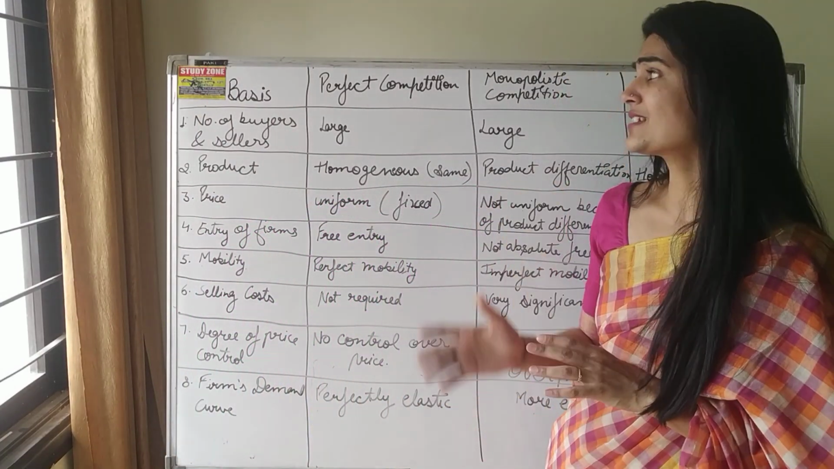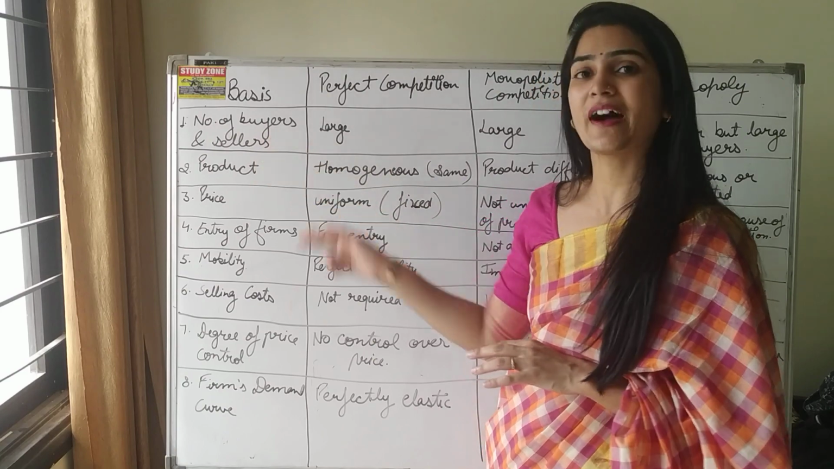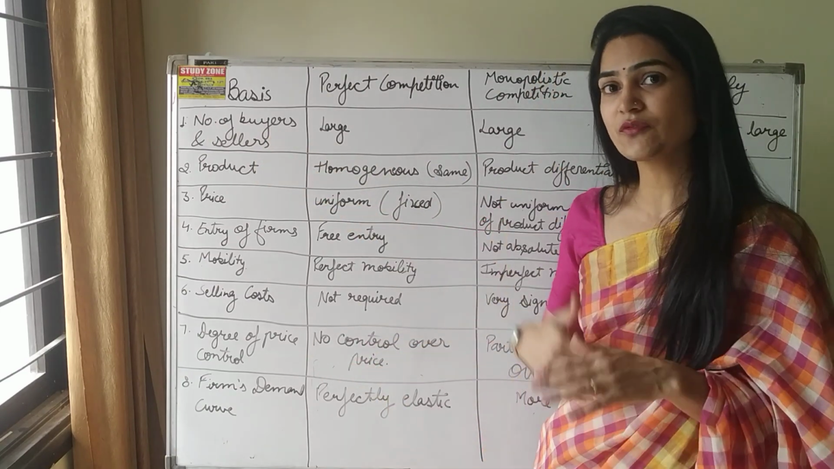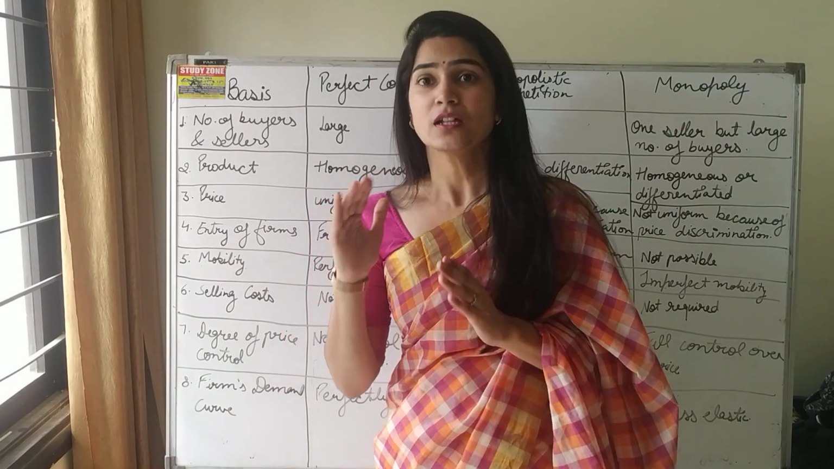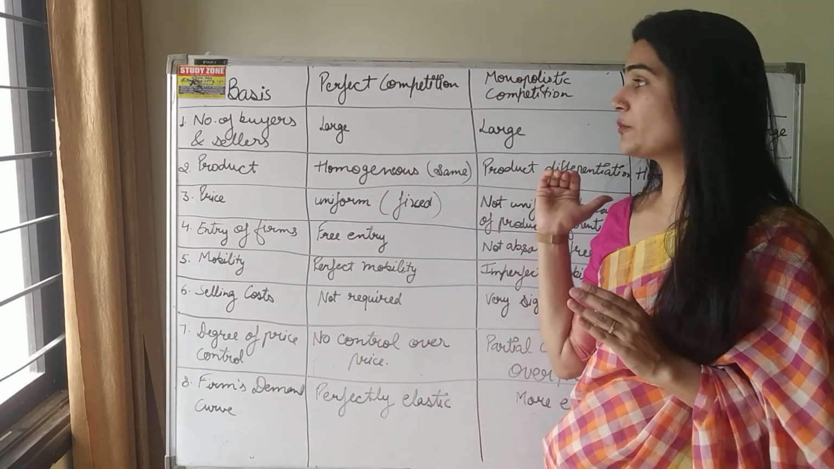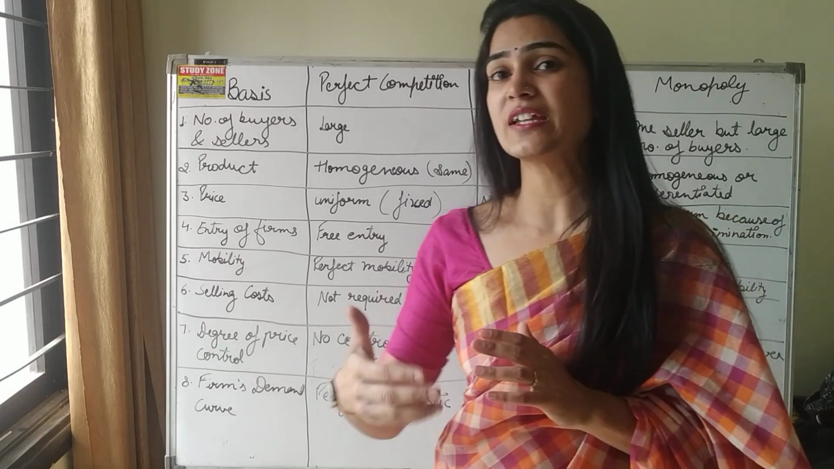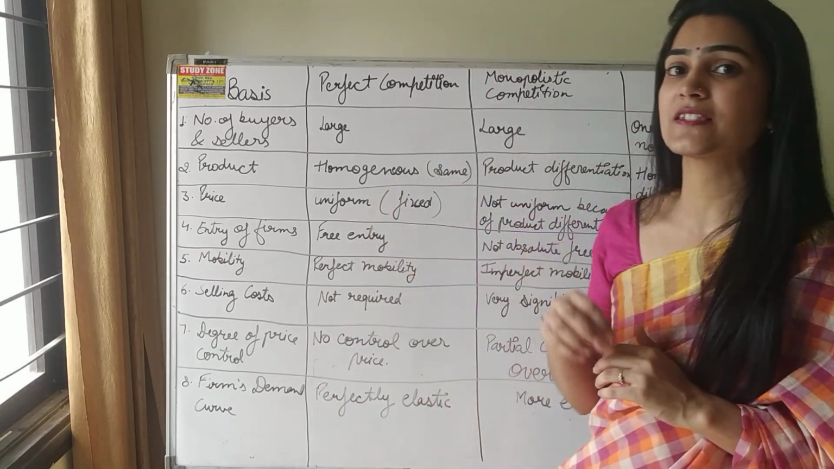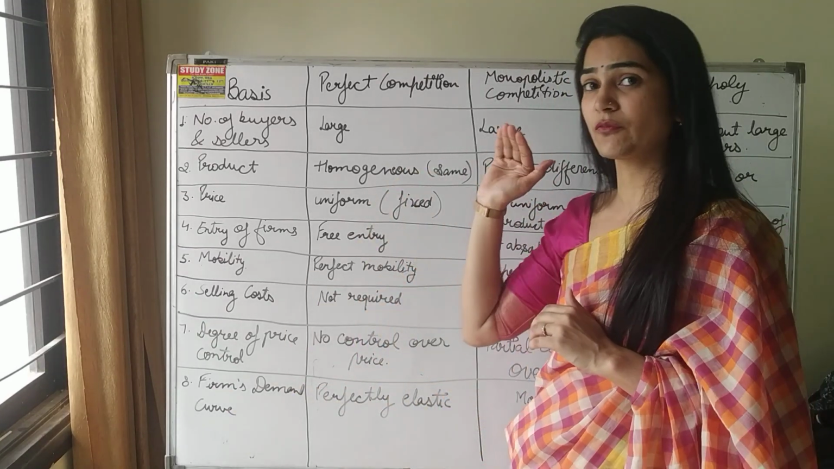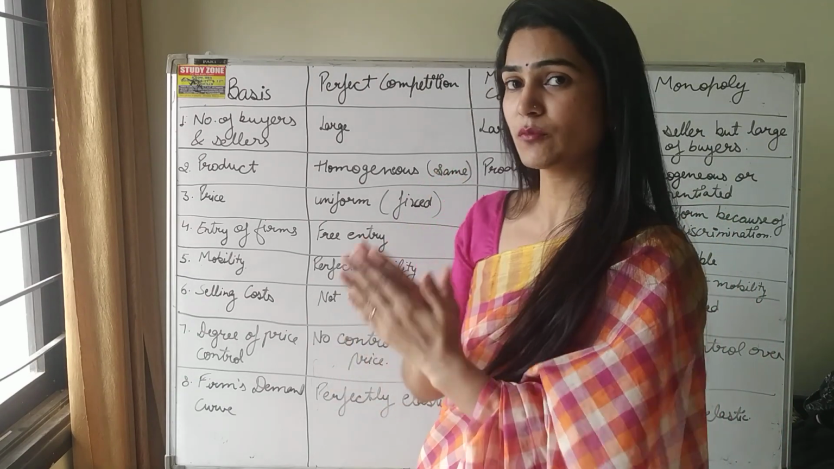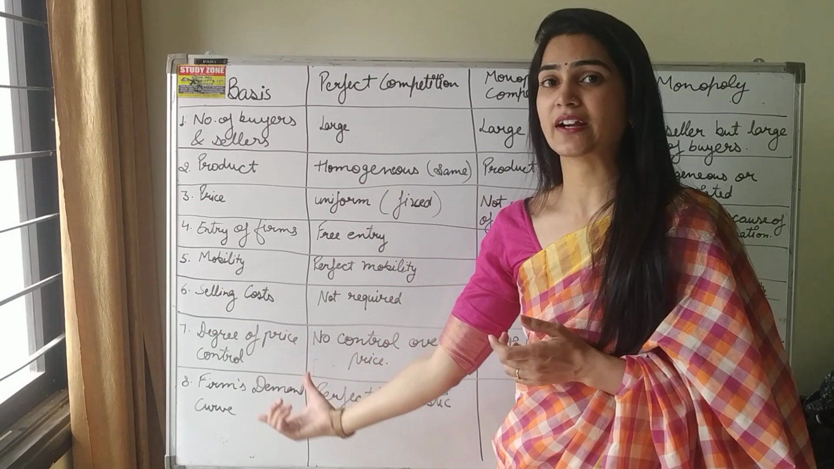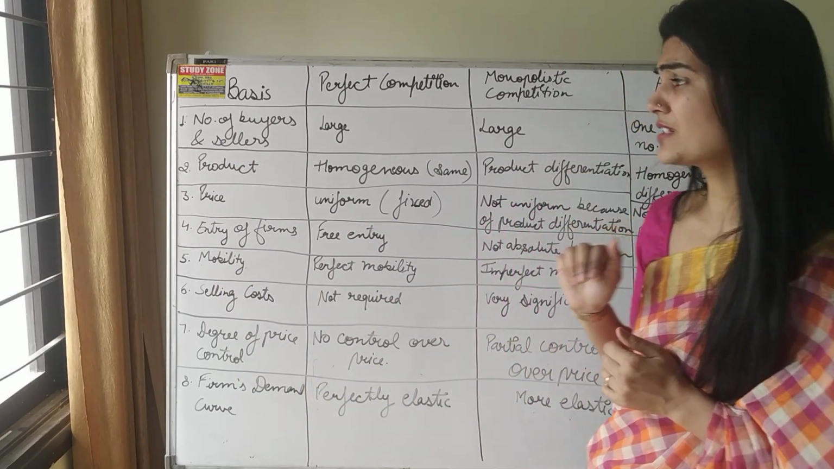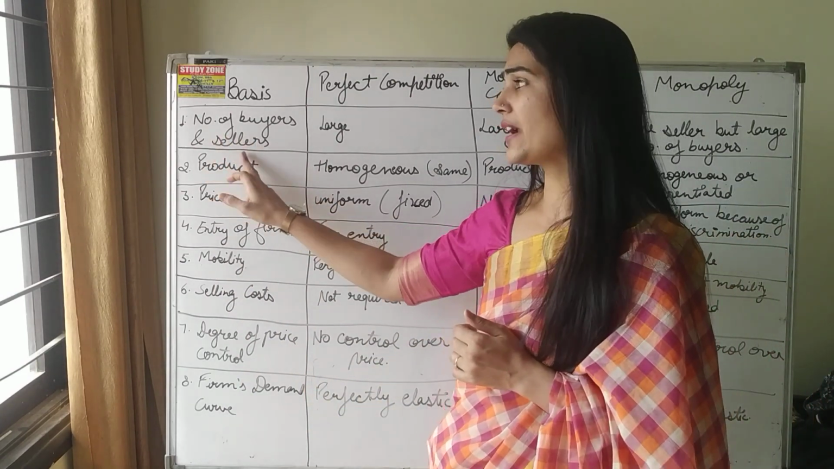So starting with the first point, number of buyers and sellers. In this session we are going through a summary of all the three market forms between which we have to see the differentiation, with the summary of each and every feature. On the basis of every feature we'll discuss what is the difference between perfect competition and monopoly, monopolistic competition and monopoly, on the basis of different factors we have discussed. Starting with the first one, number of buyers and sellers.